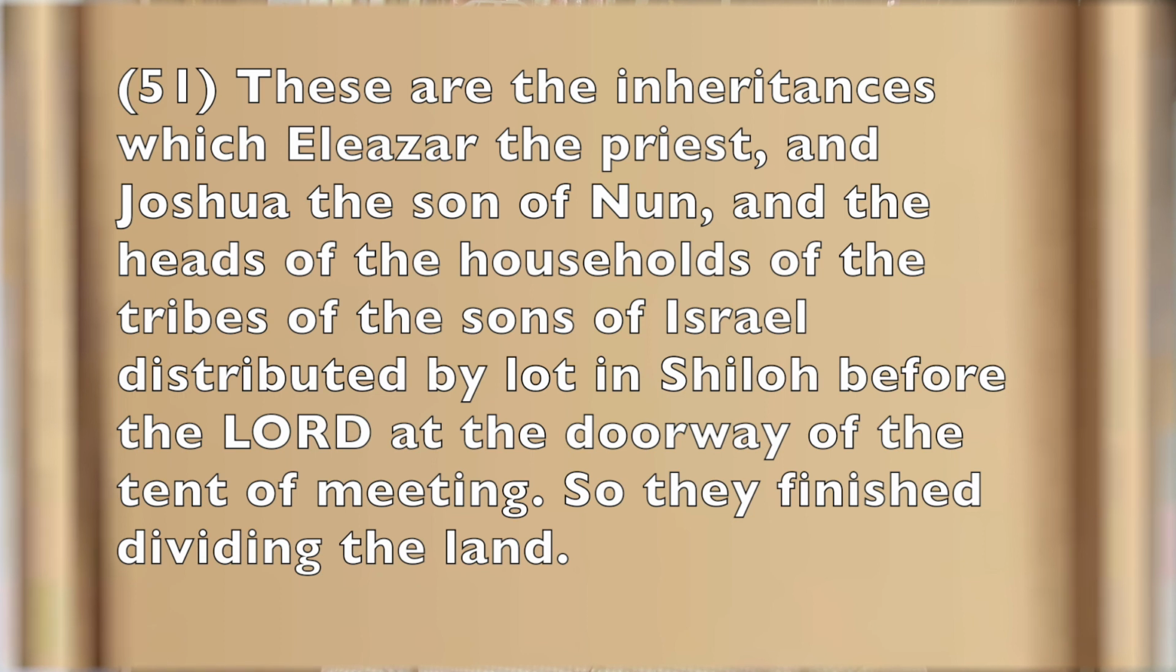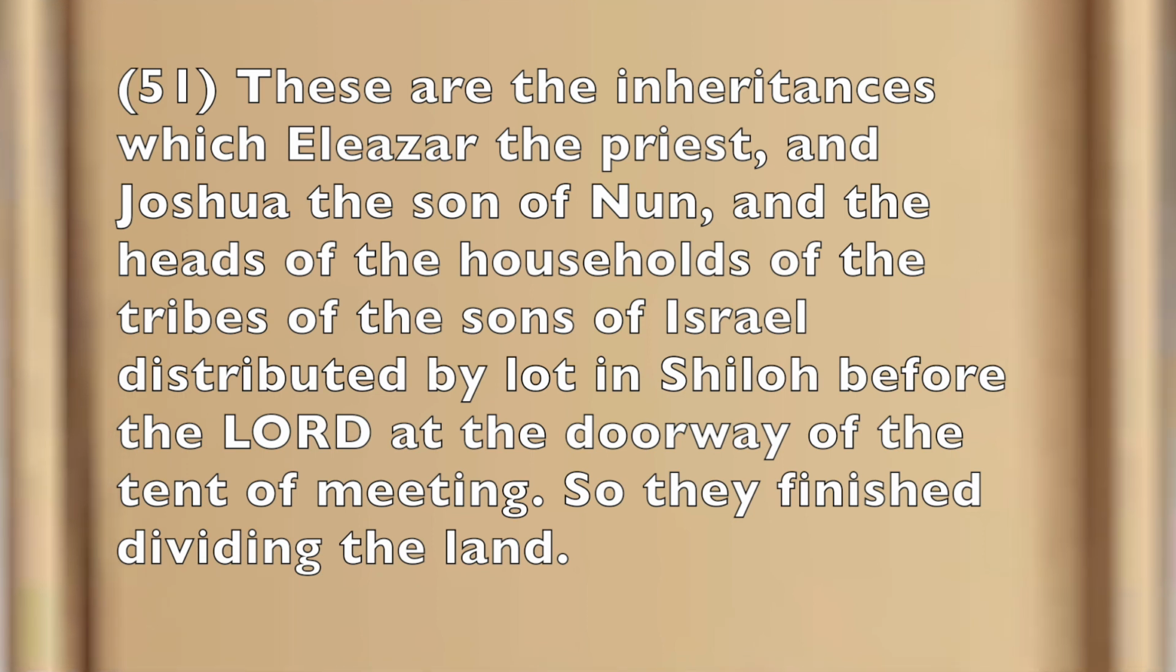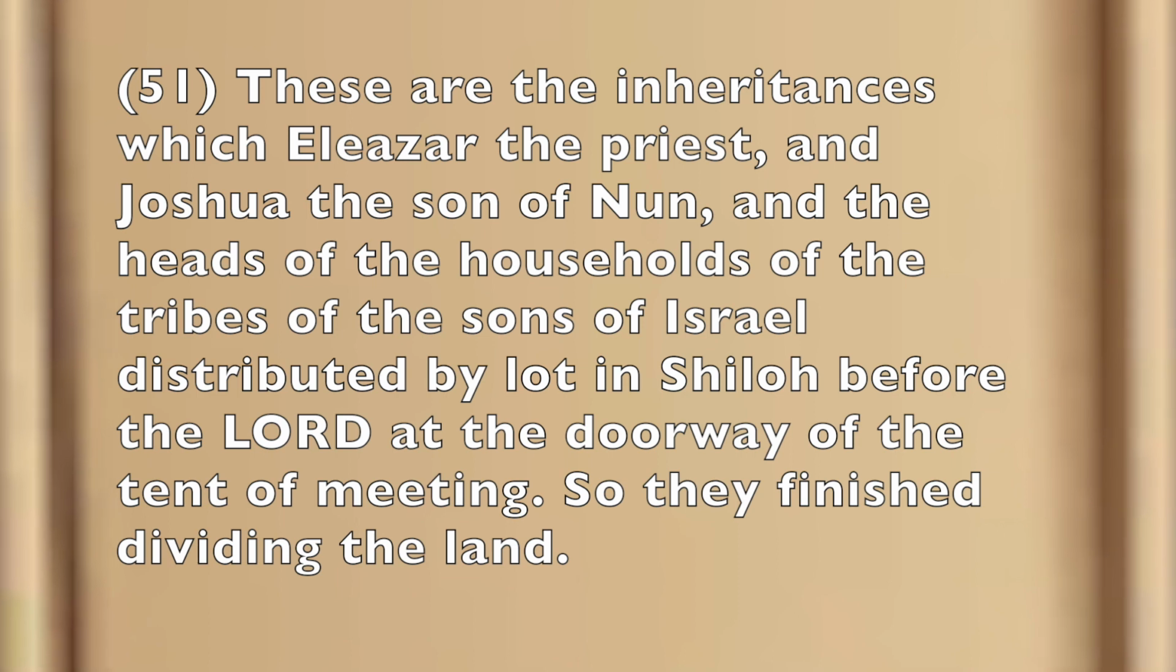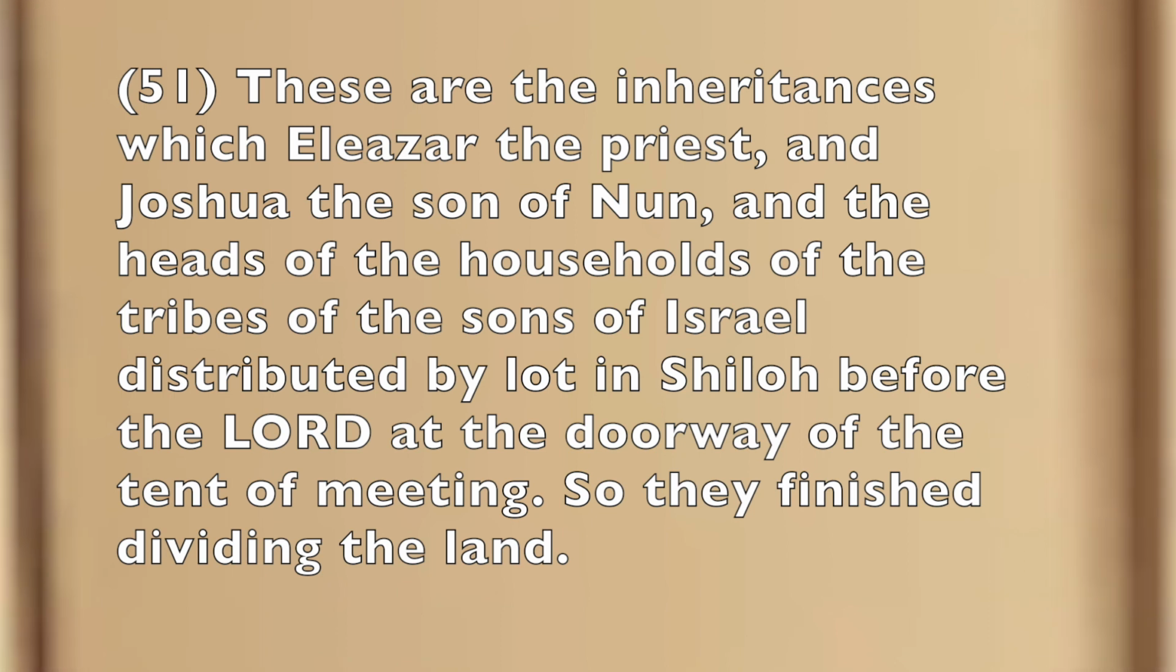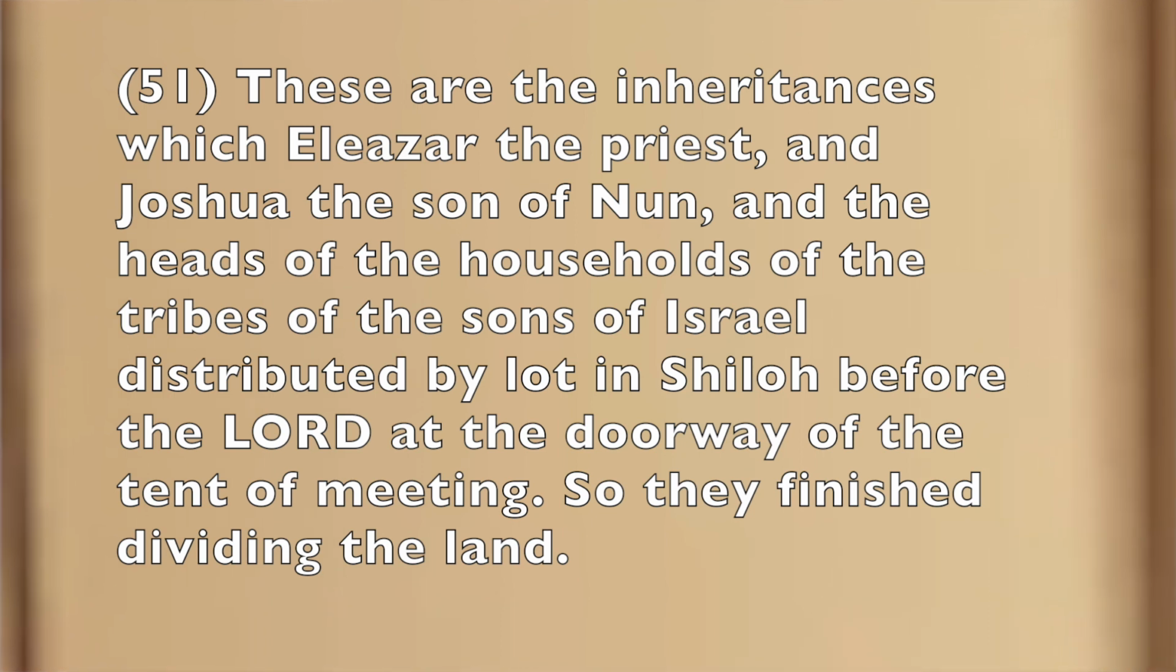So in honoring God's command earlier, and in honoring Joshua for his leadership, they actually give him a city within the allotment given to Ephraim. And so verse 51 sums it up and says, These are the inheritances which Eleazar the priest and Joshua the son of Nun and the heads of the households of the tribes of the sons of Israel distributed by lot in Shiloh before the Lord at the doorway of the tent of meeting. So they finished dividing the land.